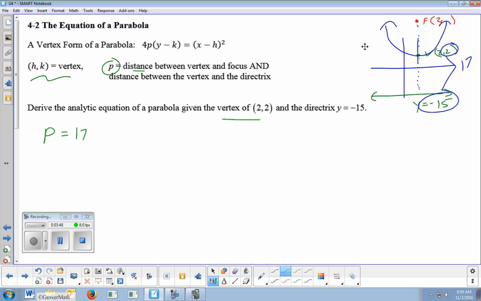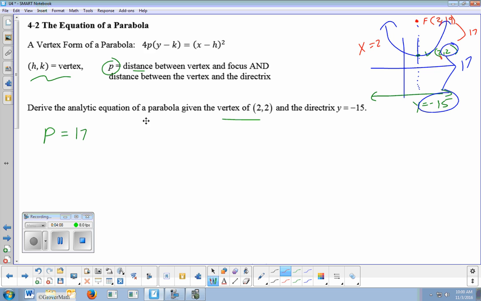The axis of symmetry here would be x equals 2. It's the x value of the vertex. The y value, I just know that it's going to be another 7. If this is a distance of 17, this is a distance of 17. So it's 17 above this, and 17 above 2 is 19. So the focus here would be the point 2, 19.